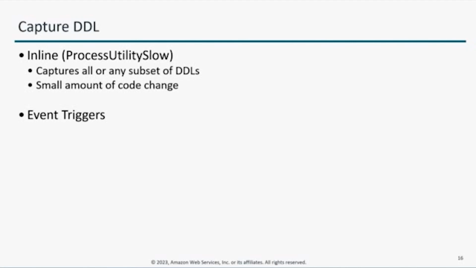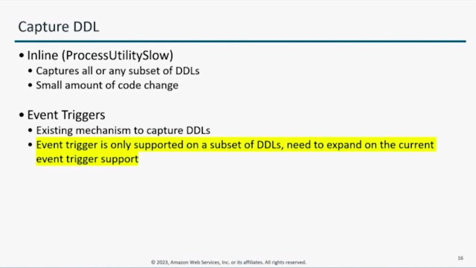DDL commands. The other approach is to use event triggers. This is an existing mechanism to capture DDLs. There are also folks out there already using event triggers for various purposes. But it should be noted that event triggers are only supported for a subset of DDLs. So if we want to support a wider set of DDLs for DDL replication, we'll have to expand the current support for event triggers. The other benefit of event triggers is that the new code change is somewhat containerized in the event trigger support.